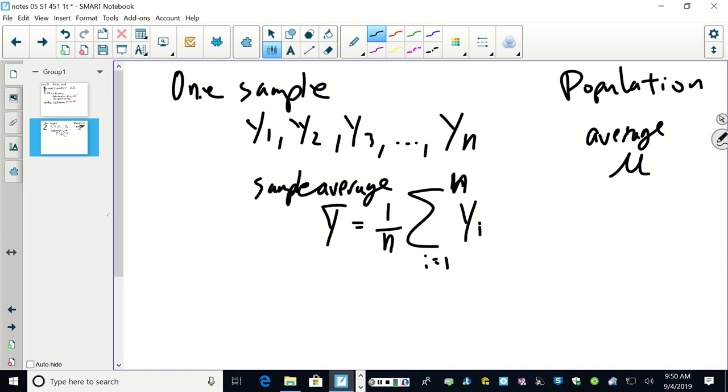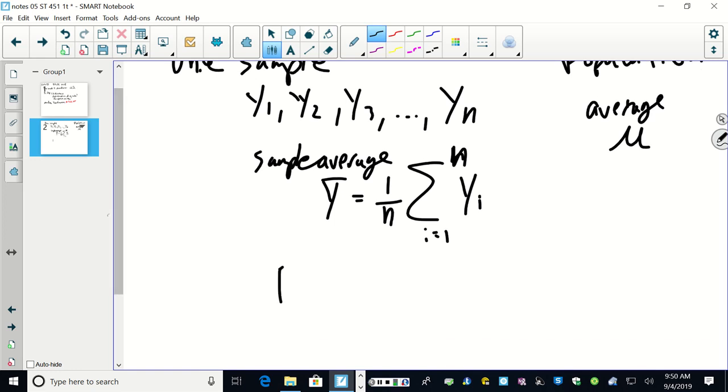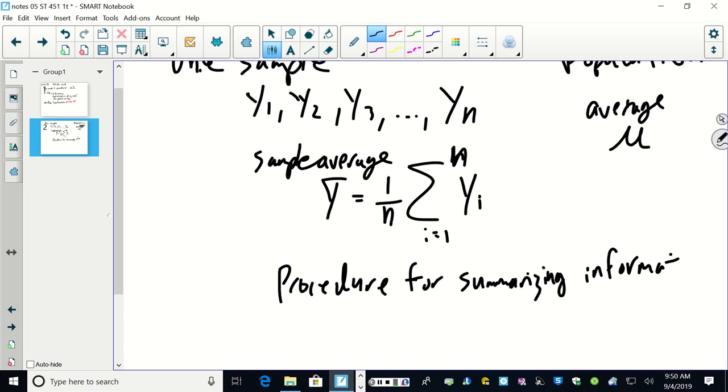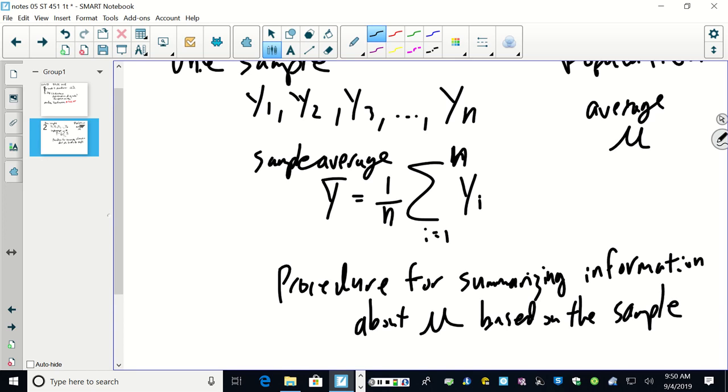And we want to have a procedure for summarizing the information about mu based on the sample. So our sample estimate, y bar, is what we're going to use as the estimate of it.